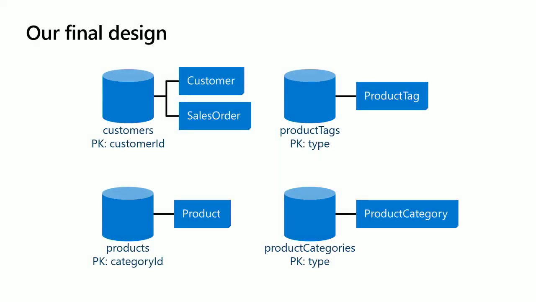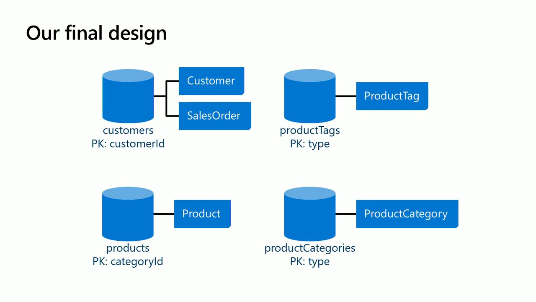Looking at our final design, we ended up right now with 4 different containers. One containing customers and sales orders, one for the products, one for the tags, one for the categories. There is one final last little optimization we can do here. Does anyone have an intuition how we can further optimize the design?